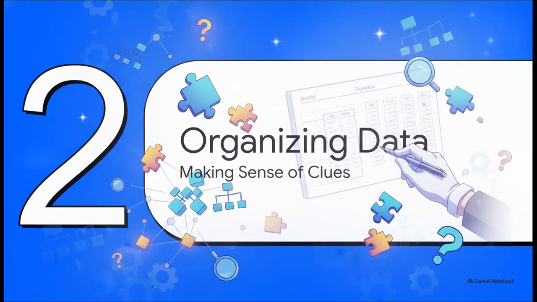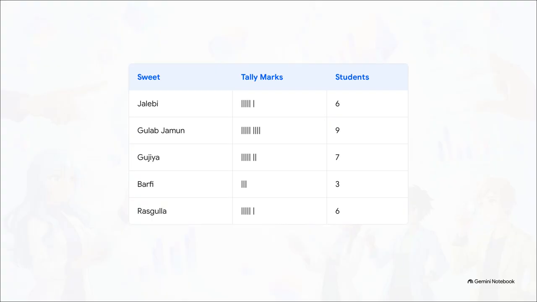Moving right along to section 2, organizing data, making sense of those clues. Let me tell you a quick story about a teacher named Srini Lesh. He wanted to buy some sweets for his class to celebrate the new year. He gave them 5 choices: jalebi, gulab jamun, gujia, barfi, and rasgulla. Now, instead of writing down a chaotic list of names, he was smart. He organized the data right on the board using a table and tally marks.